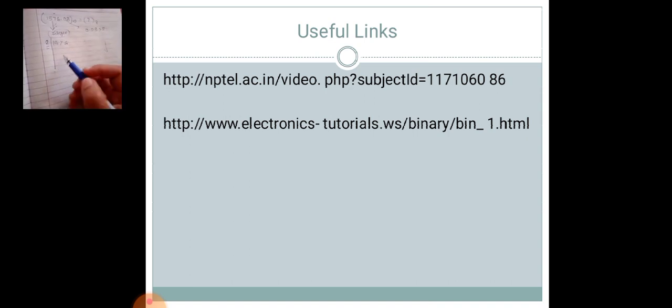Whatever result you are getting here, write this number first and then put the fractional point and write the result of this part after the fractional point. So this is the method of doing the conversion of numbers like this. So don't get confused, read the rules properly, see the lecture videos properly.